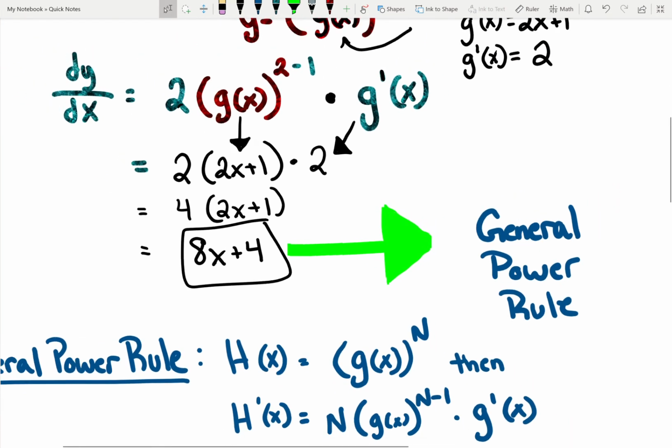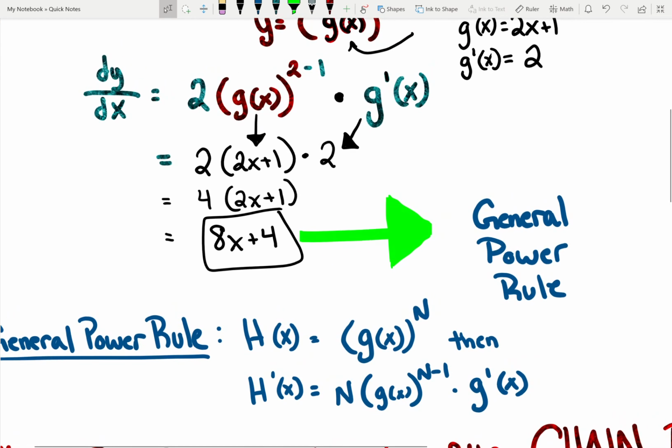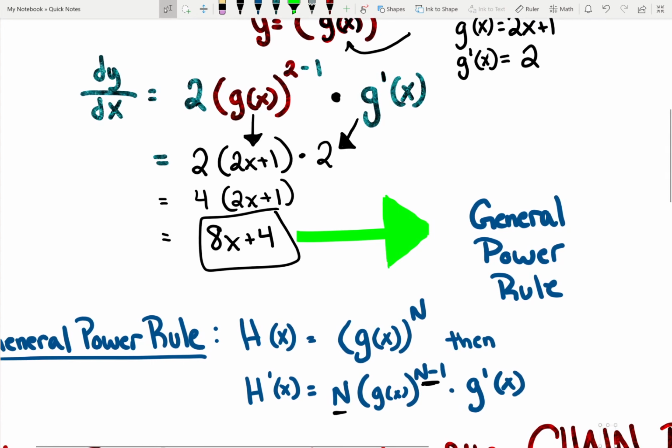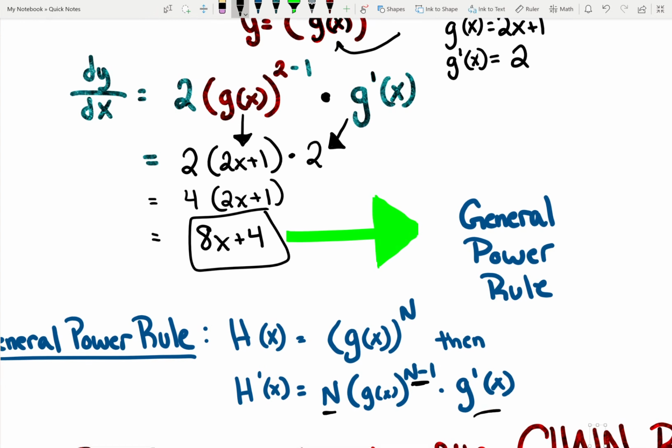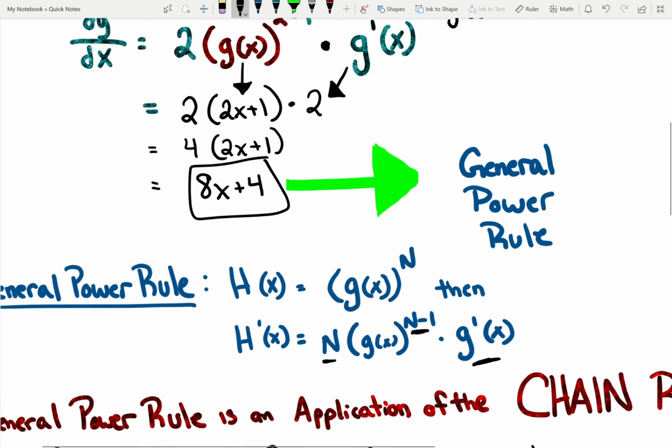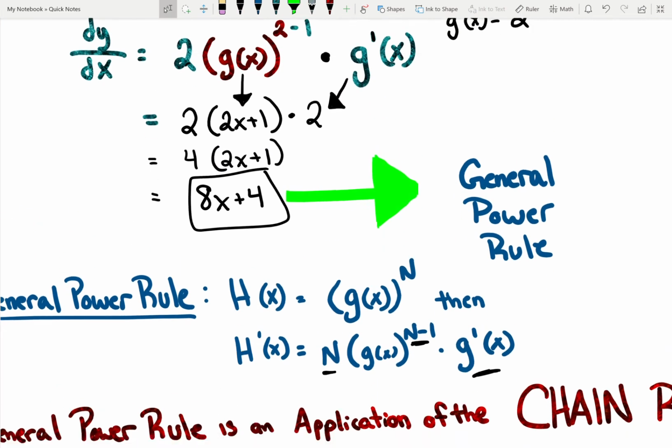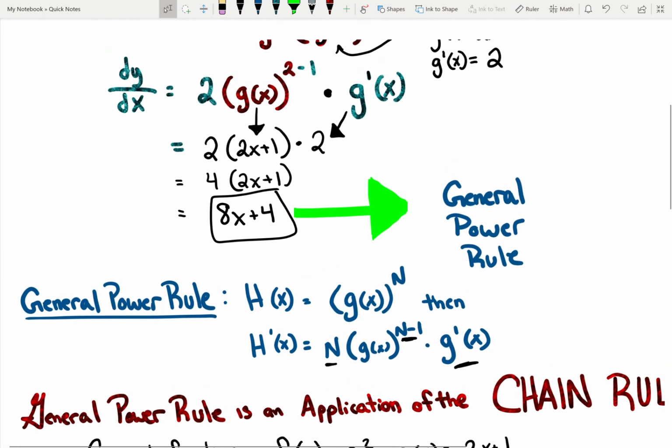Actually, before we go on, here is the general power rule formula written in math notation. You have a function h, which equals g of x to the nth power. The power rule is going to work pretty much the same. So you drop down that n and take one away from it. The only difference here is because it's not x, it's a function of x, then we multiply it by g prime of x. So the general power rule is just an application of what we call the chain rule.